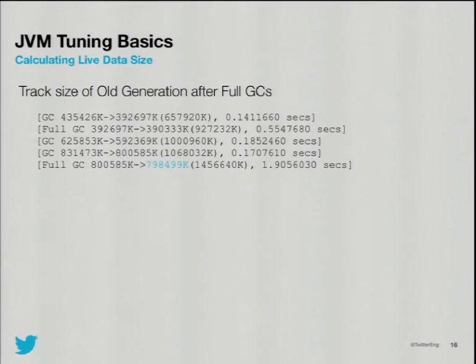So as I mentioned, the first one is calculating live data size. And essentially, you want to track the size of the old generation after full GCs. I've highlighted the last one in blue as being the size of the heap after a full GC, 798K.